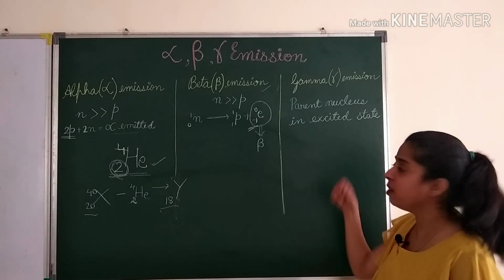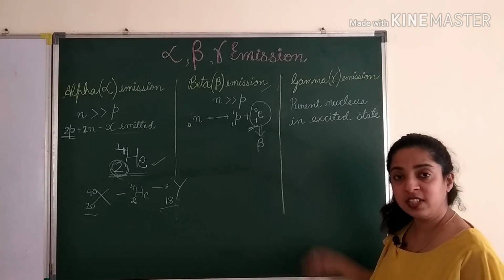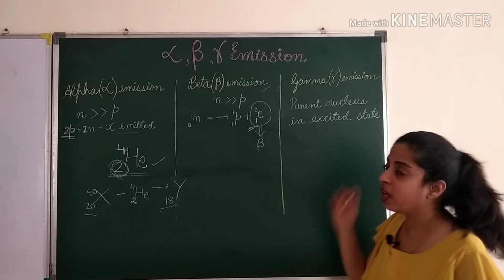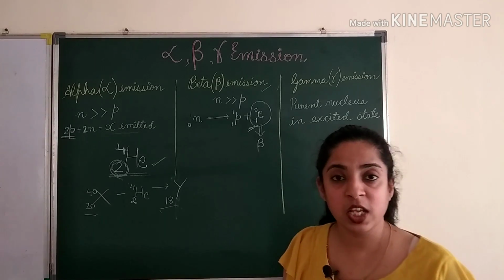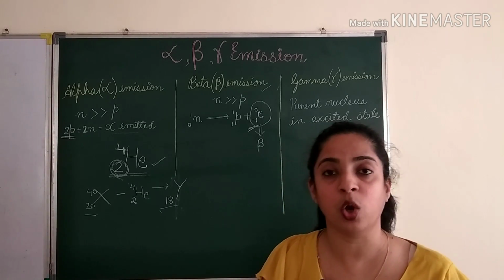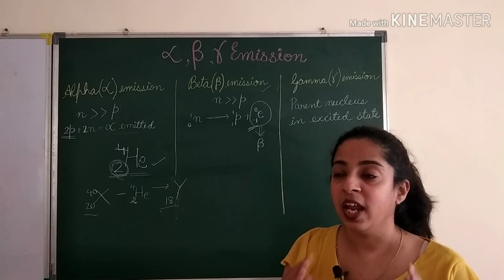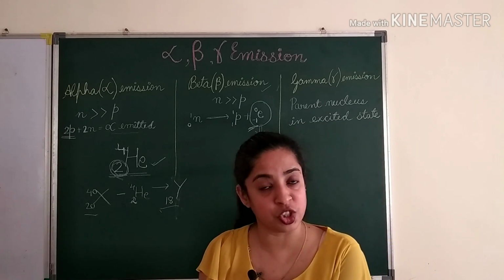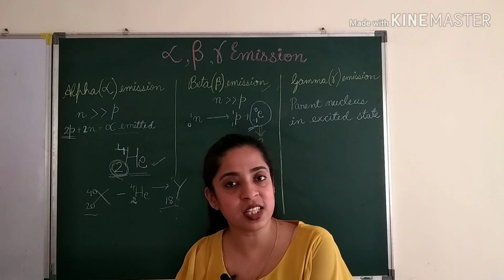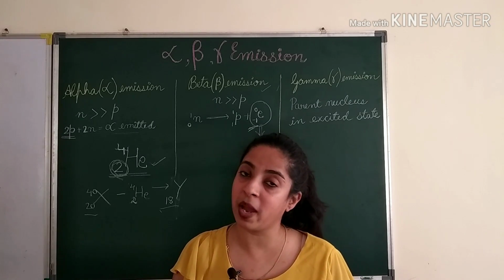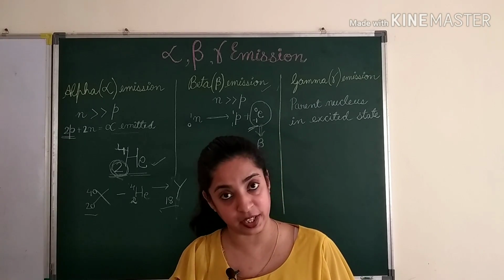So now when does this ray emit? When is this ray emitting? Now whenever the parent nucleus is very excited, it has a lot of energy in it. Okay, it is unstable, it is excited. It has to give away its energy. So it dissipates its energy in the form of electromagnetic radiations, which are called gamma radiations.